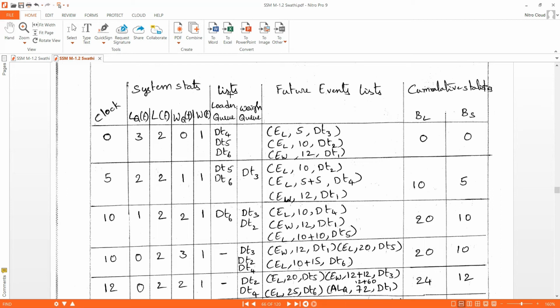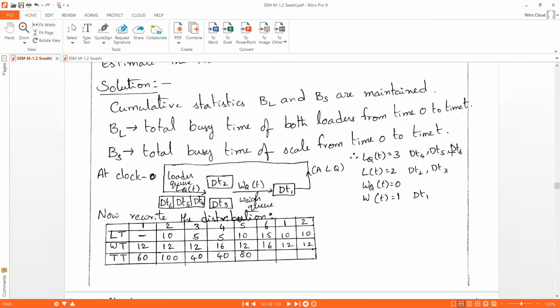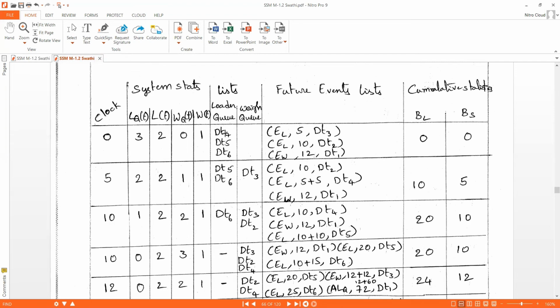Next, loader Q. What does the loader Q consist of? Loader Q consists of 3 trucks, DT4, DT5, DT6, waiting for the loading. So we'll represent loader Q as having DT4, DT5, DT6. What is in the weighing queue? At simulation clock time 0, no one is there, so we leave it empty.